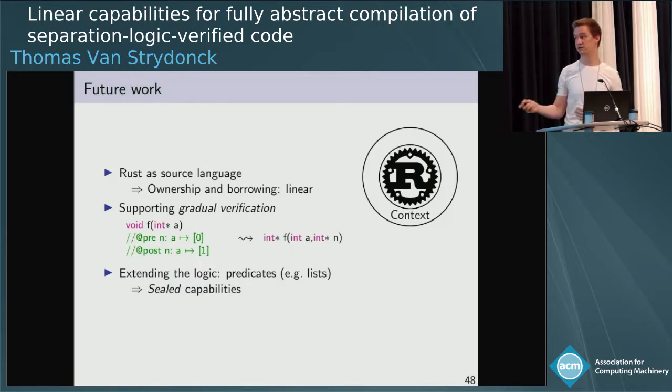problem we have here is that if we compile this function f from our example down, its declaration changed. So that makes it impossible to link to other original source code. We want to fix this. And a third thing that we think we can reasonably easily do is extend our source logic to support a general type of abstract predicates to, for example, support lists. And then we would probably need to add sealed capabilities to the target language instead.